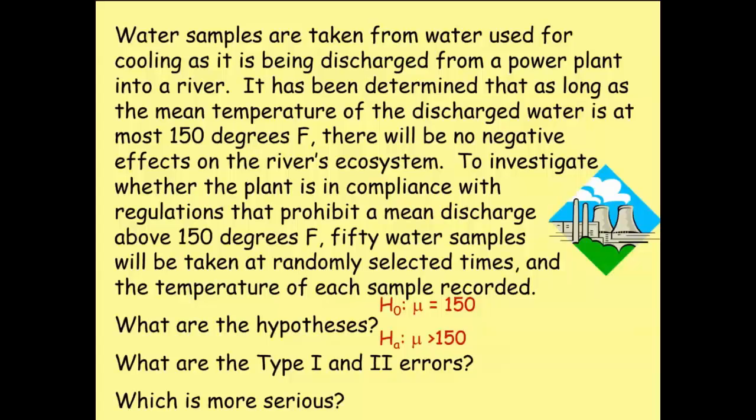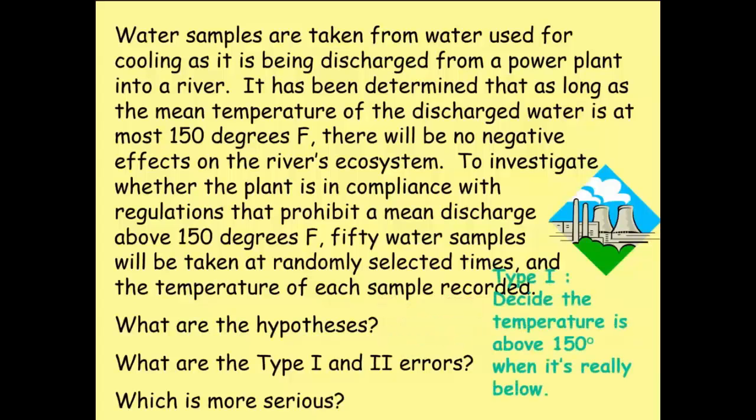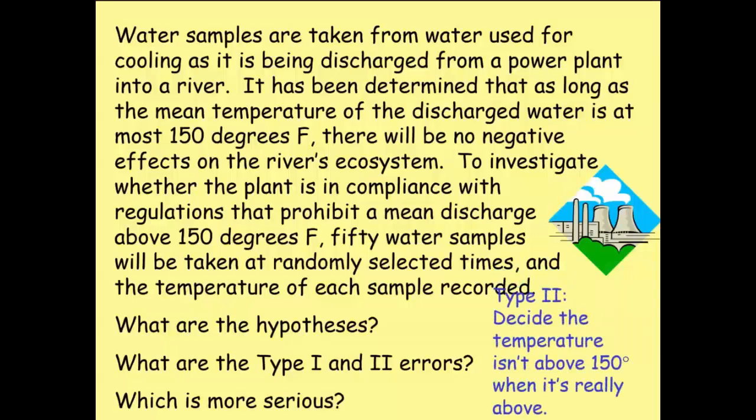Okay. What about type 1 and type 2 errors? Well, type 1 means I'm trying to gather evidence for it to be greater than 150, and I succeed when I really shouldn't have. So type 1 would be deciding the temperature is above 150 when it's really below. Type 2 would be deciding the temperature is not above when in fact it really is. So I think it's too low and shouldn't.